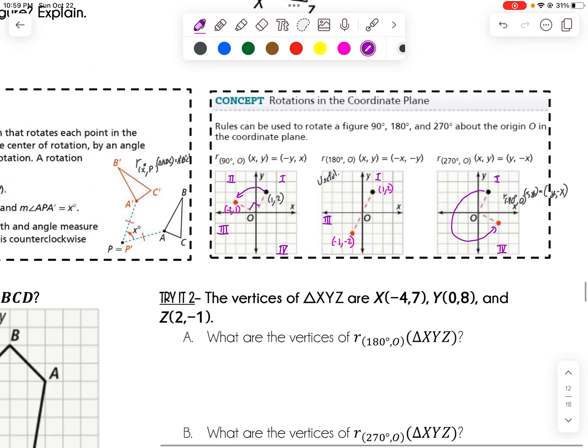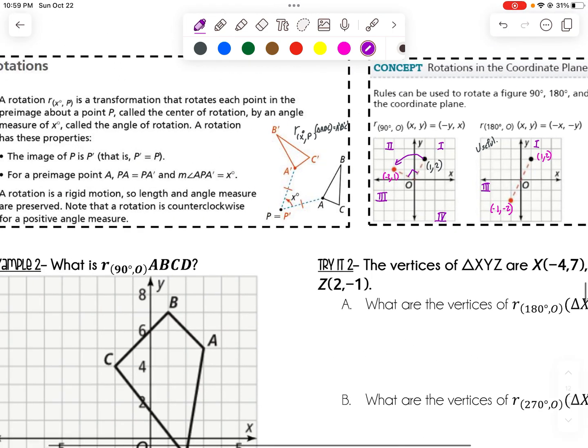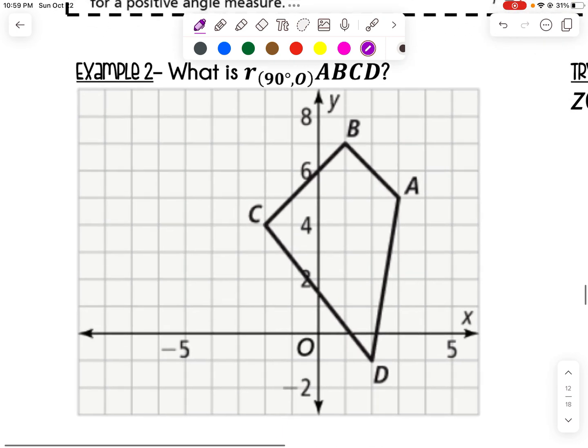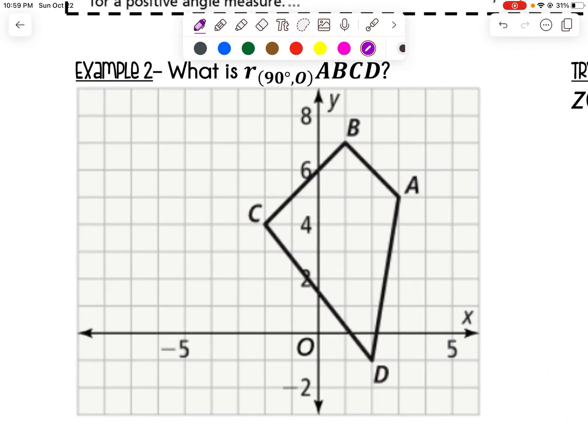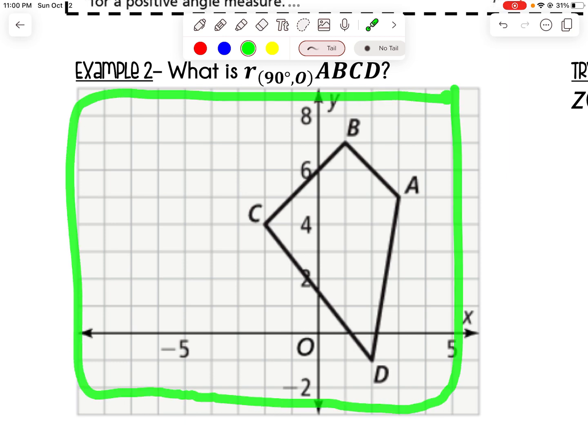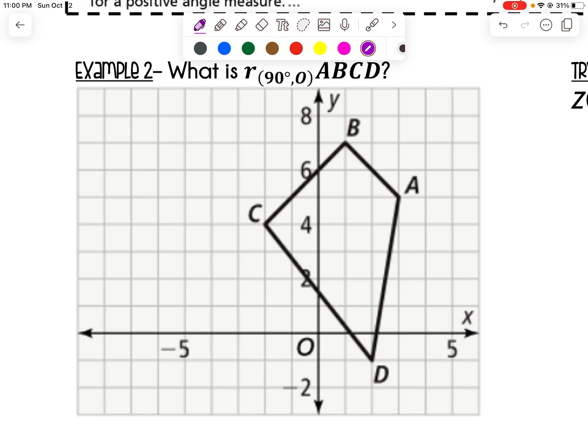Is there an easier way to describe your rotation? All right, let's go ahead and try this out. What is a 90-degree rotation of A, B, C, D? Now, an easy way to do a rotation using a piece of paper on top of this is to take your paper, trace the object, and mark the center of rotation. Now, I like to mark the center of rotation like this. I put a dot and then a circle around it, okay? And that'll point out my center of rotation.